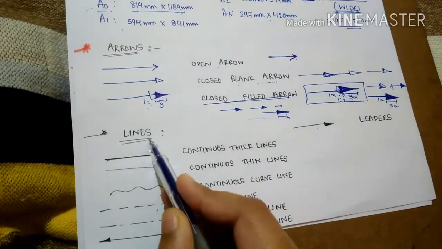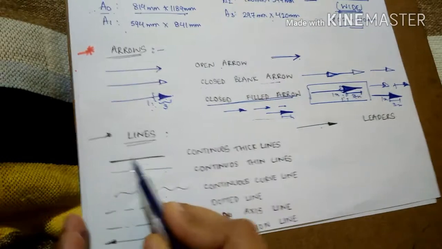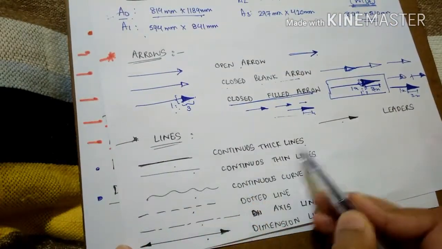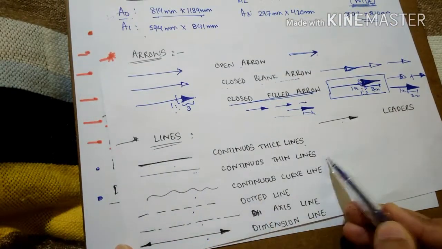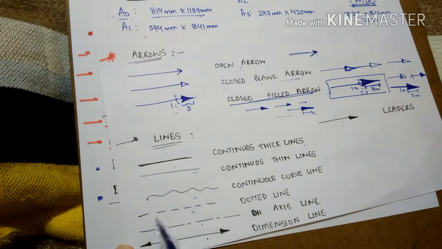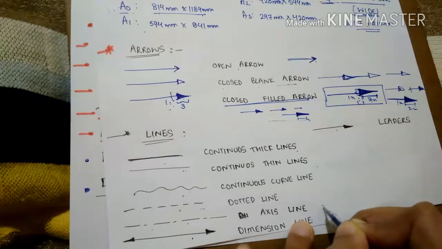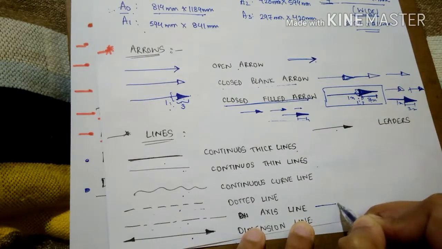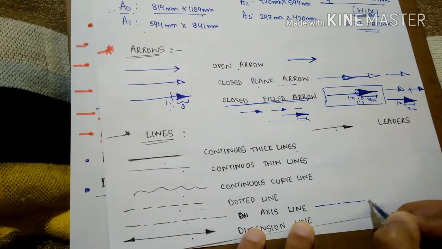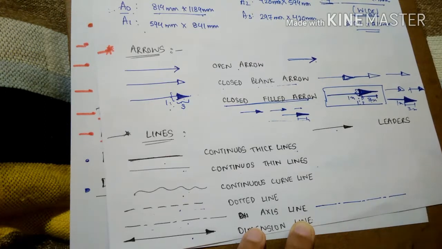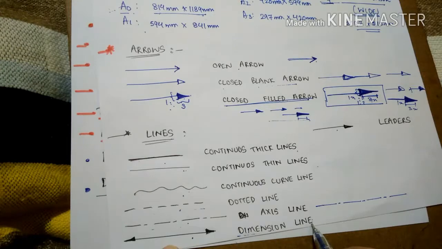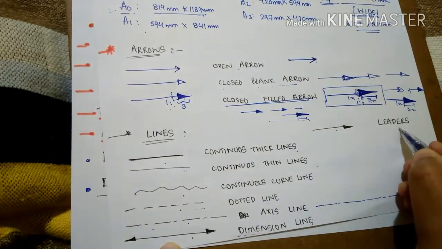Now, the types of lines we use in our drawings. There are thick lines, that is continuous thick lines, thin lines, continuous thin lines, curved lines, dotted lines, axis lines. You have to draw an axis line like this. First a very big line, then a very small dash, big line, small dash, big line, small dash, big line. This is the axis line, how you draw the axis line. Then comes the dimension line, and the last line is leaders. I'll explain what these lines are and where they are used.